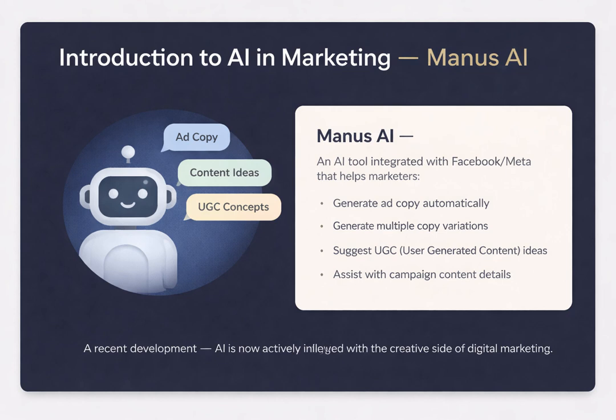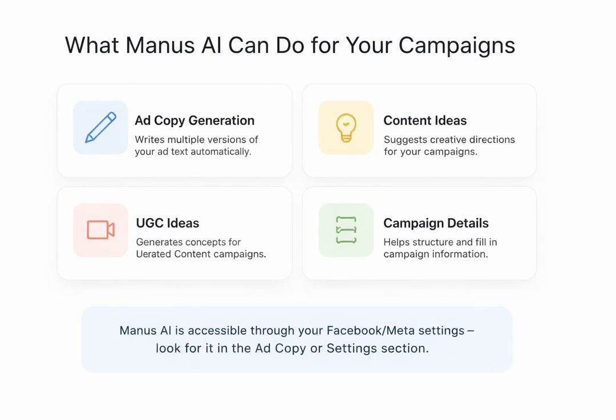Instead of sitting down and writing 10 different versions of an ad manually, Manus AI can produce multiple variations for you automatically. So what specifically can Manus AI help you with? There are 4 main areas. First, ad copy generation. It writes the actual text of your ads, and it can produce many different versions so you can test which one performs best.